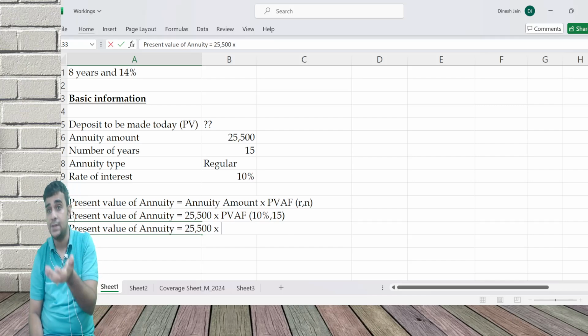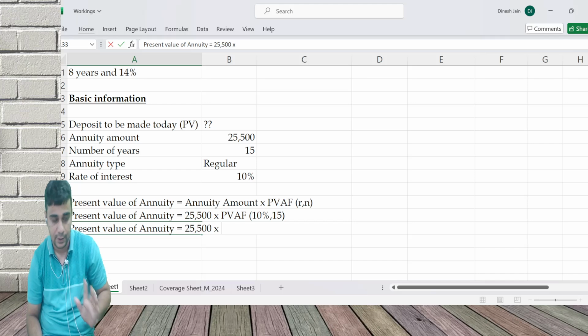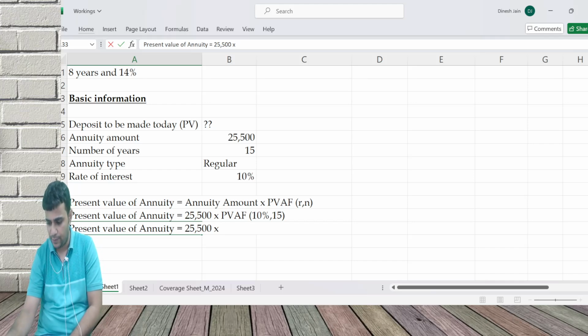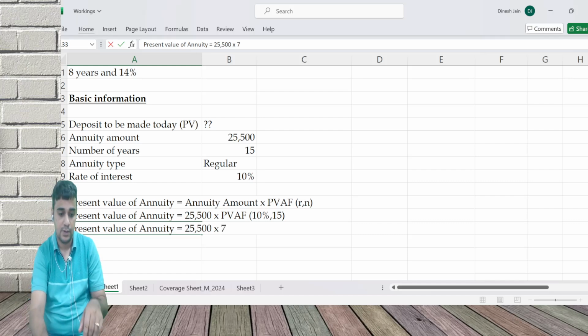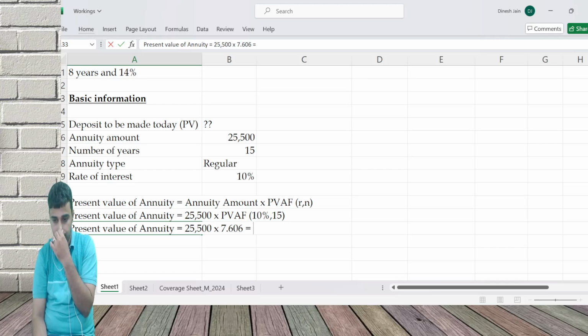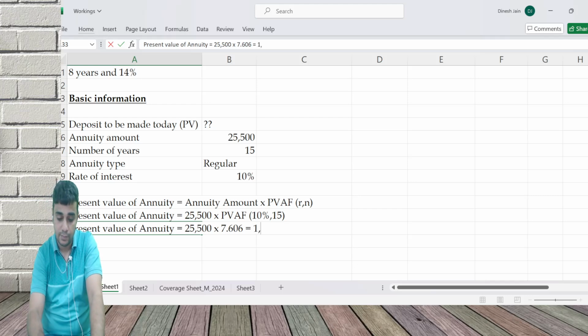I'll repeat what we do for present value annuity factor so that you get used to it. 1 divided by 1.1 equal, 15 times, or equal to M plus 15 times, and then MRC. Give me the factor: 7.606. Multiply this by 25,500. Sorry, 1 lakh 93,000.